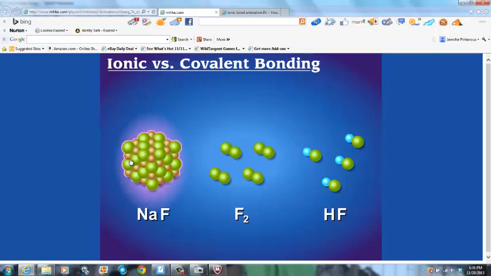Okay, so we have sodium fluoride here, which is a metal and a nonmetal. So let's see what happens when we look at this animation.